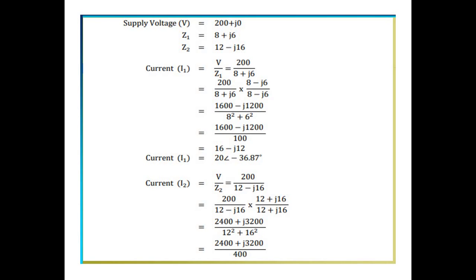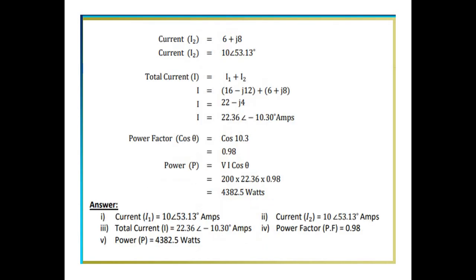2400 plus j3200 divided by 400, and then current I2 is equal to 6 plus j8, then I2 is equal to 10 angle 53.13. Total current I is equal to I1 plus I2, 16 minus j12 plus 6 plus j8. That is a value of 22 minus j4.